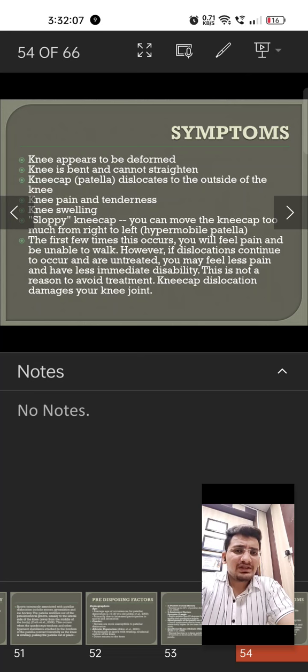The first few times this occurs, you will feel pain and be unable to walk. However, if dislocations continue to occur and are left untreated, you may feel less pain and have less immediate disability. This is not a reason to avoid treatment. Kneecap dislocations damage your knee joint.